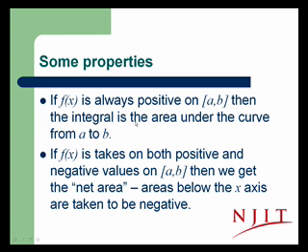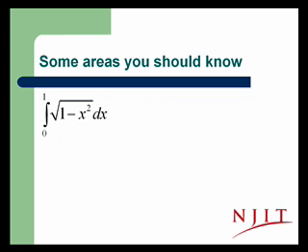Some of the properties of definite integrals are: if the function is always positive on the interval, then the integral is simply the area under the curve. If the function takes on both positive and negative values on the interval, then we get what we call the net area. The area below the x-axis is taken to be a negative area. So we get a net area, the positive area above the axis, and we would subtract the area below the x-axis.